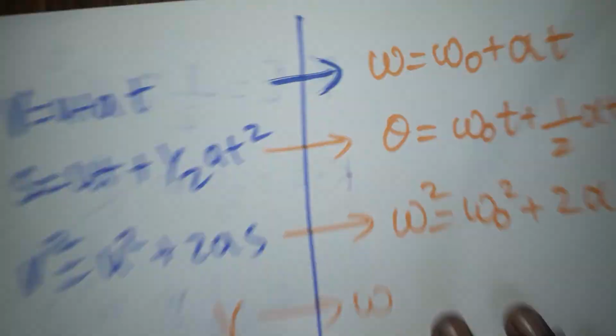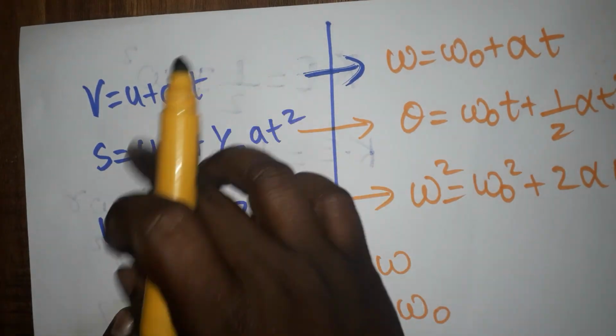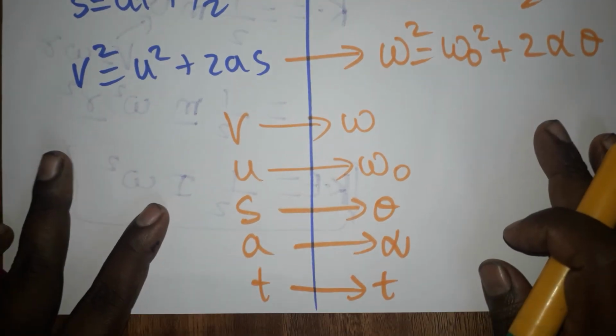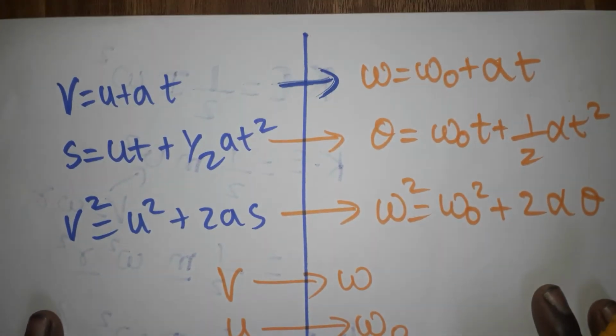Next thing, equations of motion. This is the normal equation of motion, and this is the rotation motion, just a direct comparison. I just changed the terms.